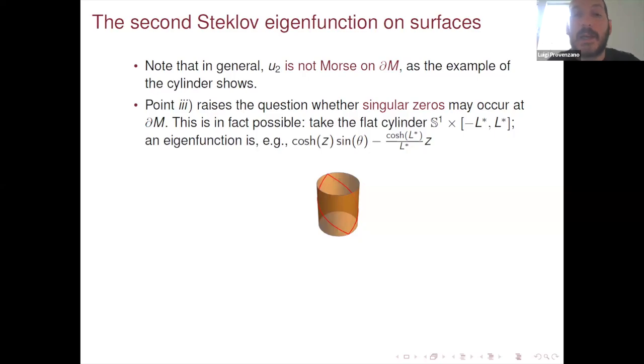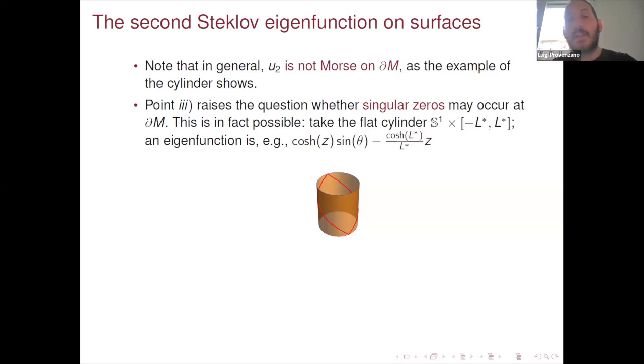You see that the nodal lines, which are in red in this picture, meet at the boundary with an angle of pi over 2, as expected, and form an angle of pi over 4 with the boundary. So the theorem is sharp. Only these two situations can happen for a second eigenfunction on a surface. So we cannot have higher order of degeneracy of a boundary zero.